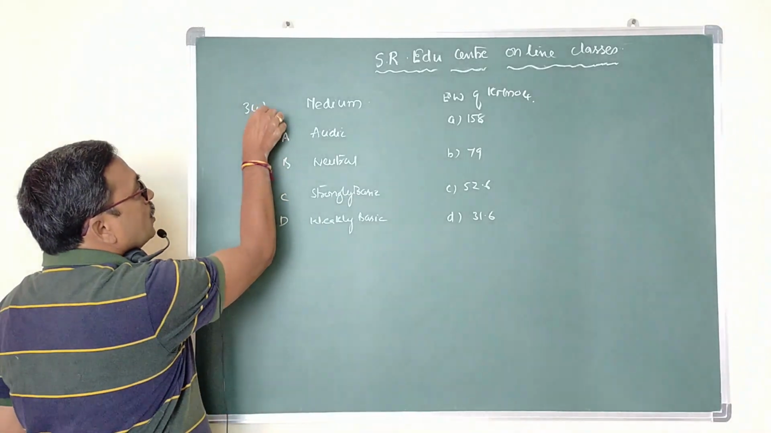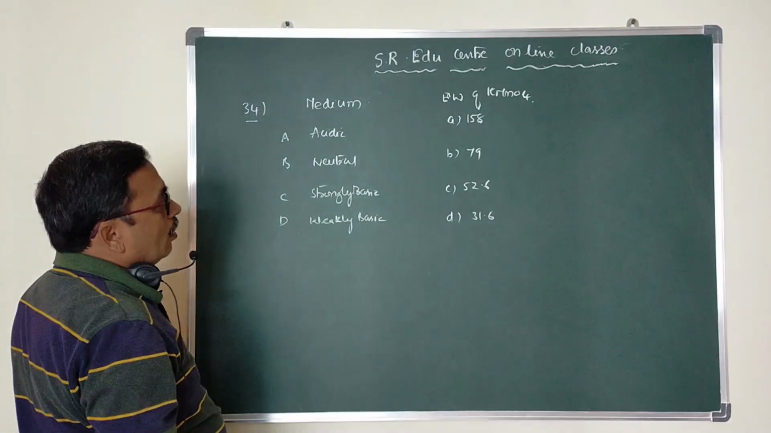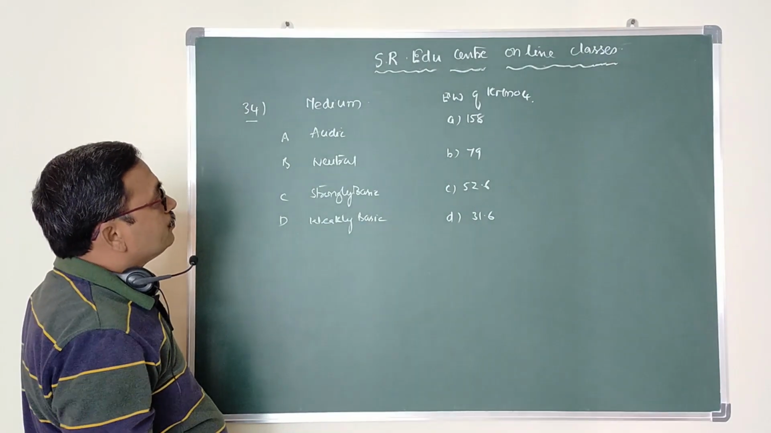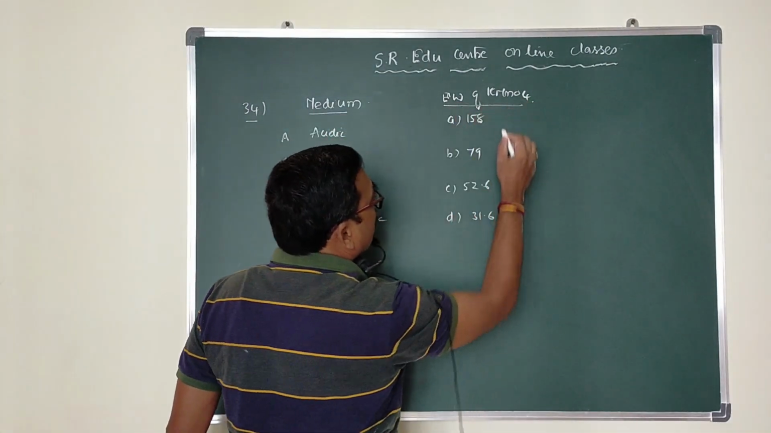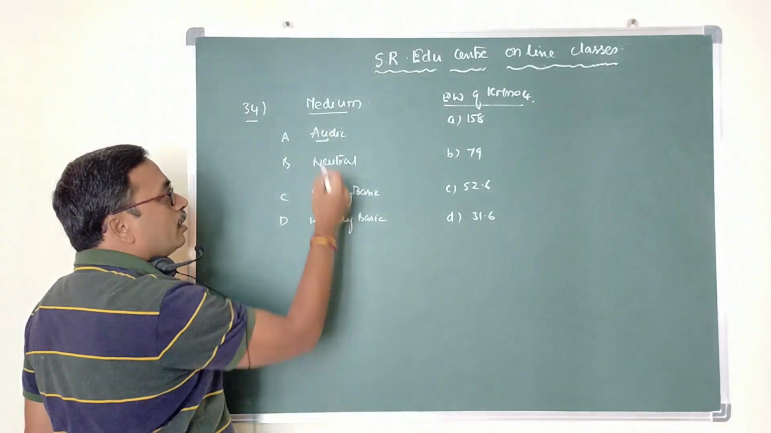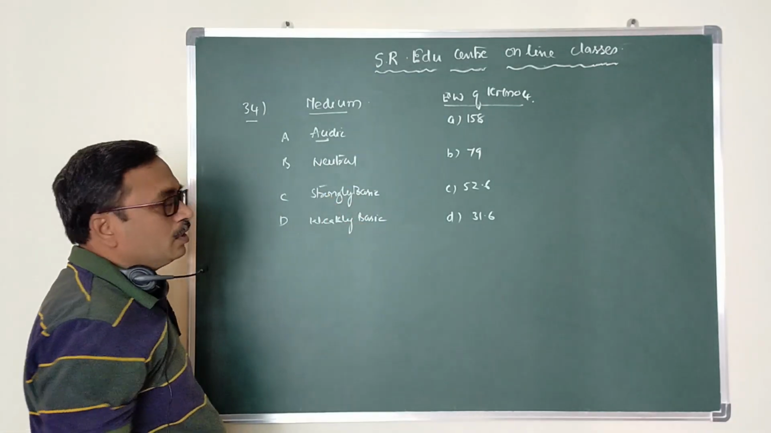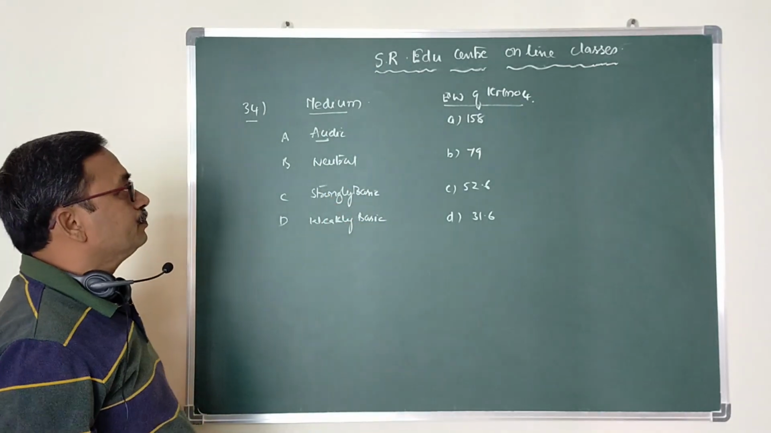Next question is question number 34. Here a matching type of question is given. Medium and equivalent weight of KMnO4 are given. We have to match them. First one is the acidic medium, second one is the neutral medium, third one is strongly basic medium, and fourth one is the weakly basic medium.